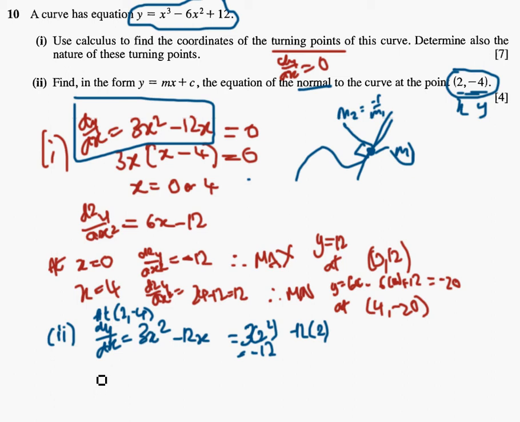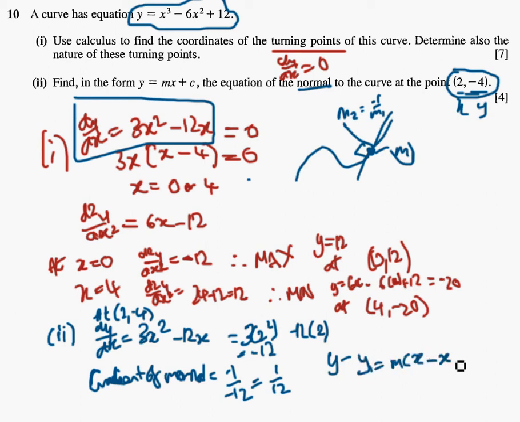The gradient of the normal, therefore, is going to equal minus 1 over minus 12, which is 1/12. So now we have a gradient for this line, and we also have a point which it goes through. So you just do y minus y1 equals m times (x minus x1) to find the equation of this line. So we get y minus minus 4, so that becomes y plus 4 equals a 12th times (x minus 2).